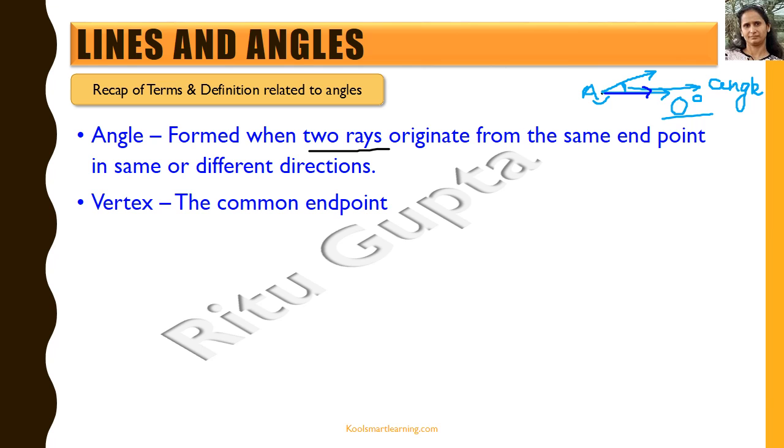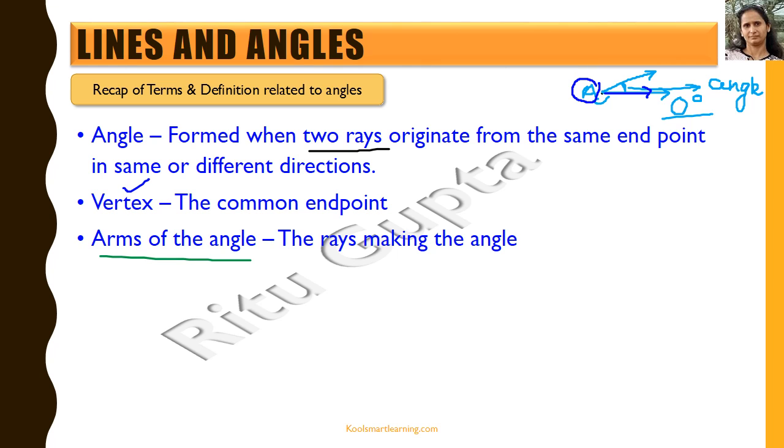Then vertex. Vertex is this common endpoint A that we just talked about. This is called the vertex. Arms of the angle. Now these two rays, let's give them some points over here. So these two rays, ray AB and ray AC, are called the arms of the angle.